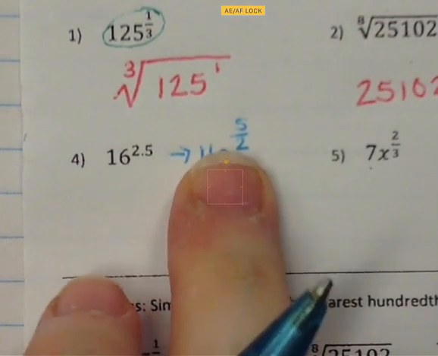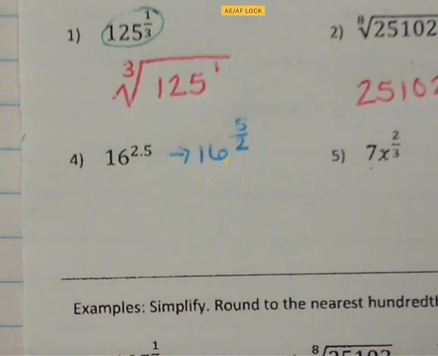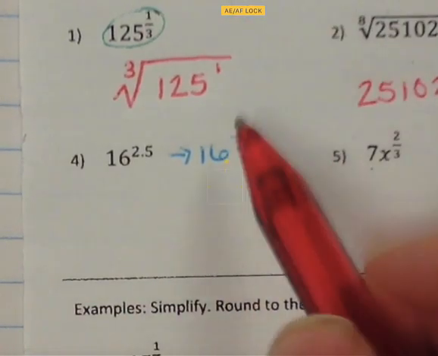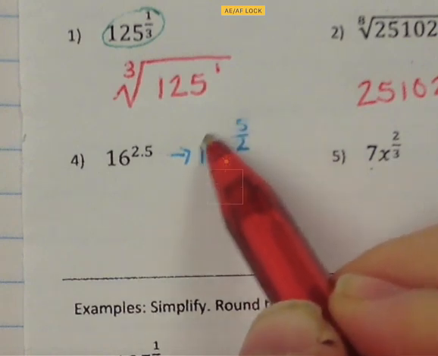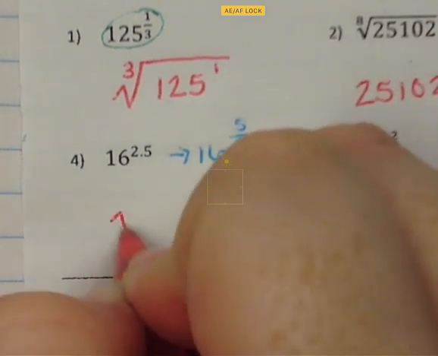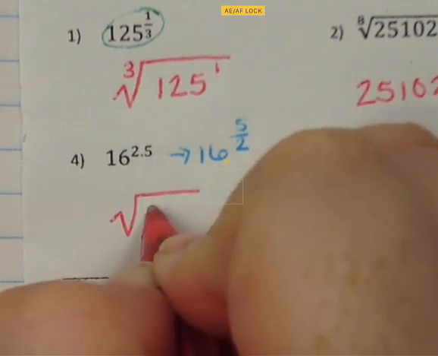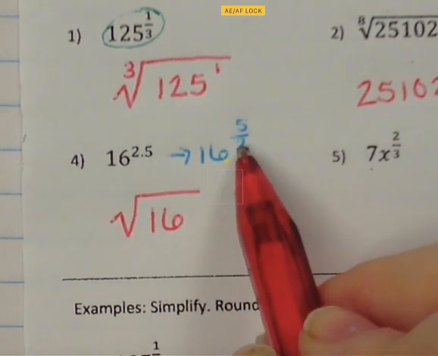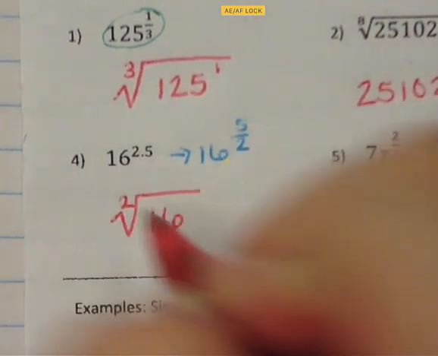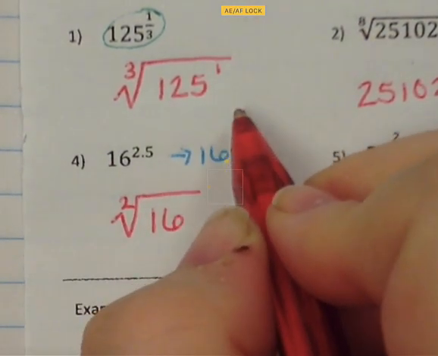Now that we have a fraction, we can turn it into a radical. So all the 5 over 2 is attached to that 16, all the 16. So in our radical, because we don't have it, our radicand is our 16. The denominator is always your index, so this becomes the square root of 16, and then the 5 becomes your exponent.